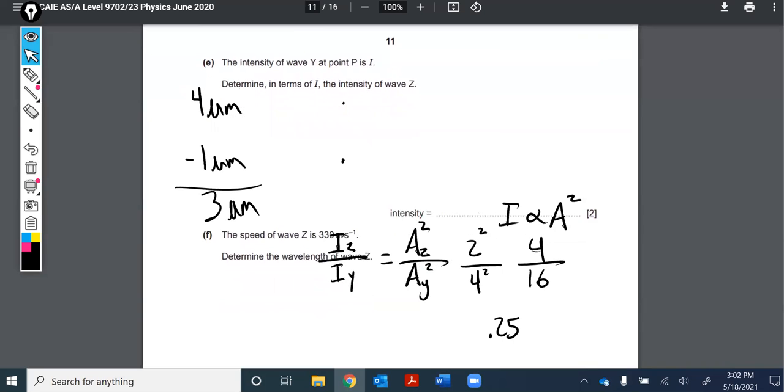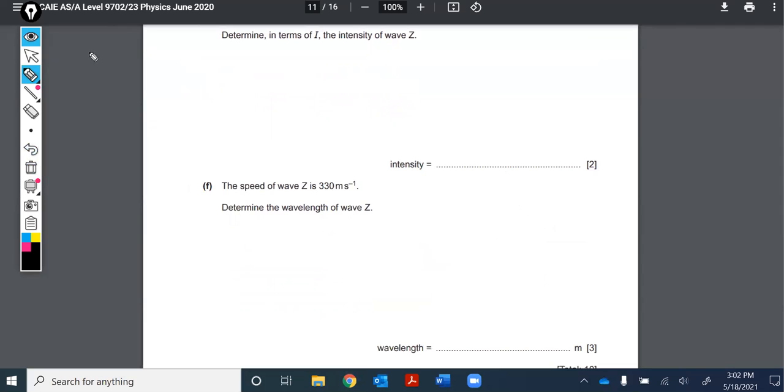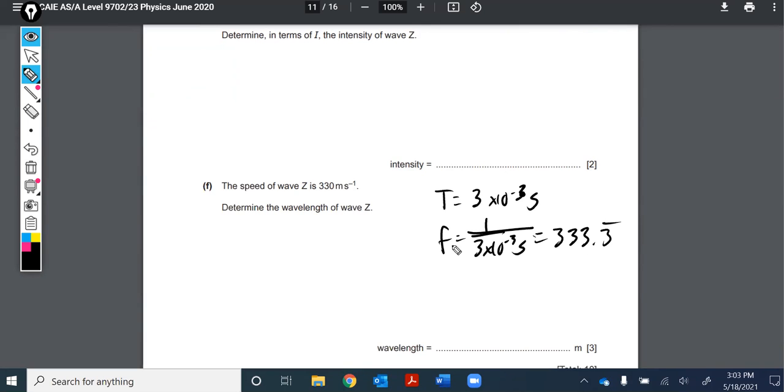The speed of wave Z is 330. Determine the wavelength of wave Z. So you may recall that we have already deduced the time period of each of the waves. We said that was one thing they had in common: 3 milliseconds. Yeah, the micro was the displacement. 3 milliseconds was the time period. So we can calculate the frequency as 1/3 milliseconds. That means it has a frequency of 333 repeating.